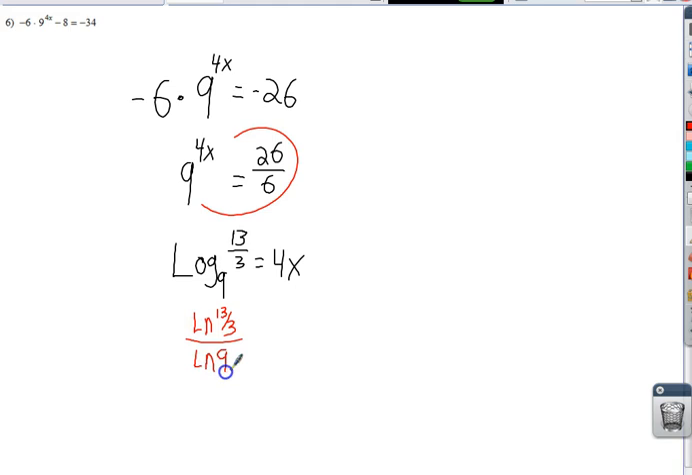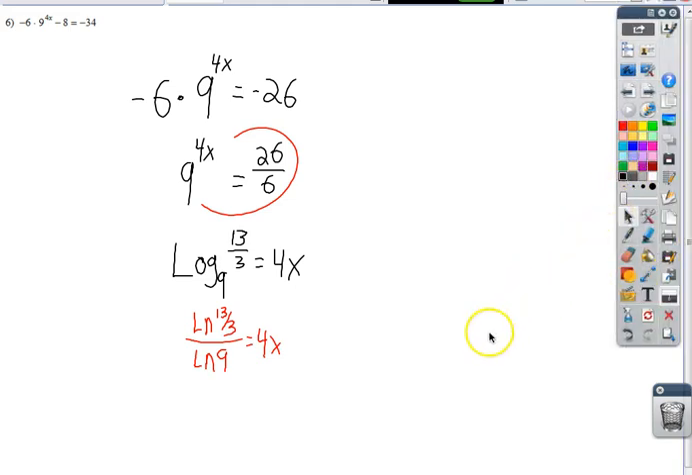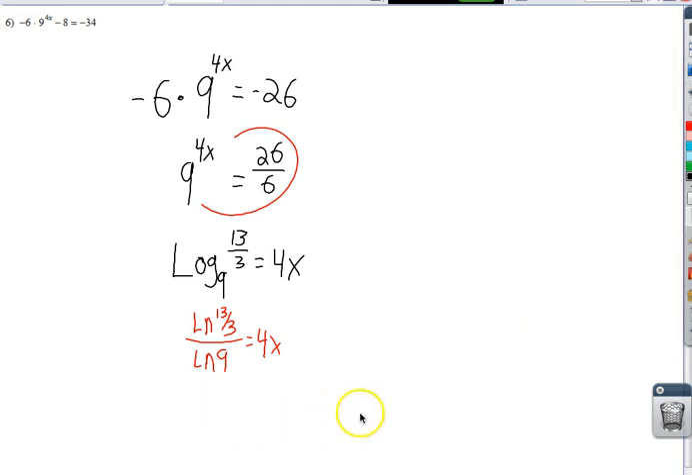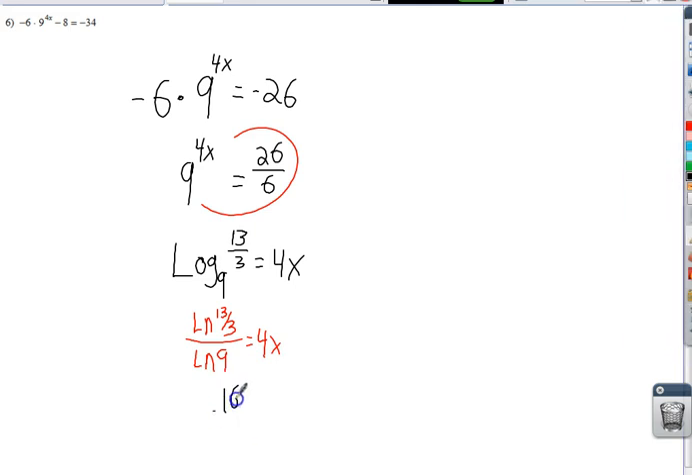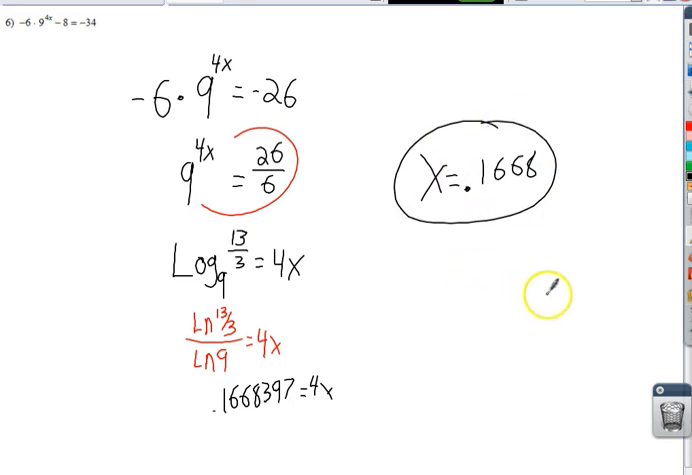Now, you should know that, again, for like the umpteenth time, it does not matter here. I get a number here for that. That number is 0.1668397. Divide by 4, and I get x equal to 0.1668. Again, the instructions said round to the 10,000th place. That's why we're doing that.